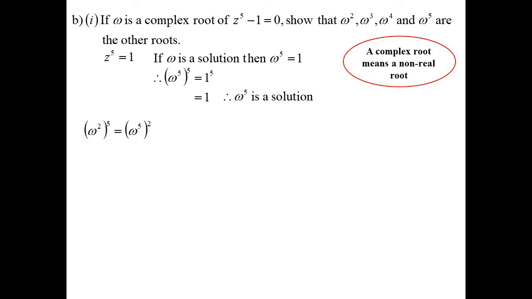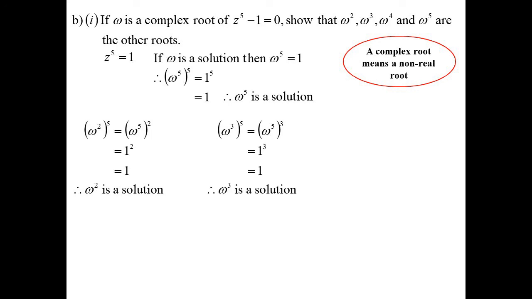But hang on a sec. Omega squared to the power of 5 would be the same as omega to the power of 5, squared. And we know omega to the power of 5 is 1, and 1 squared is 1. So omega squared must be a solution. Omega cubed to the power of 5 I could rewrite as omega to the power of 5, cubed, and omega to the power of 5 is 1, and 1 cubed is 1. So therefore omega cubed must be a solution.